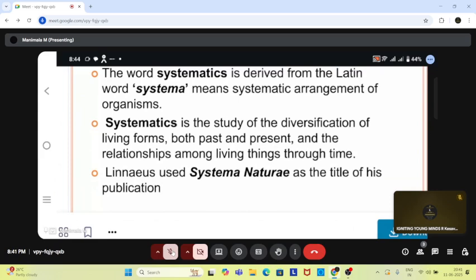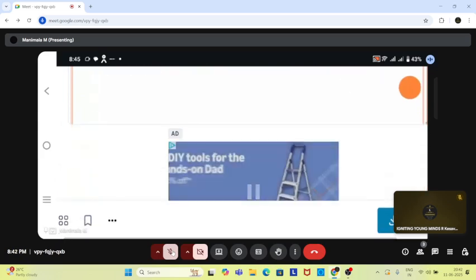In this book, all the identification of organisms, nomenclature, and classification is given, and he also explained in this publication the evolutionary, phylogenetic relationships between organisms. So this is about Systema Naturae.